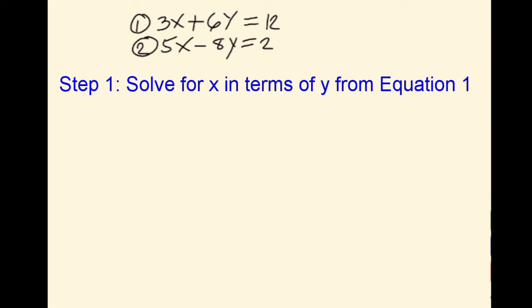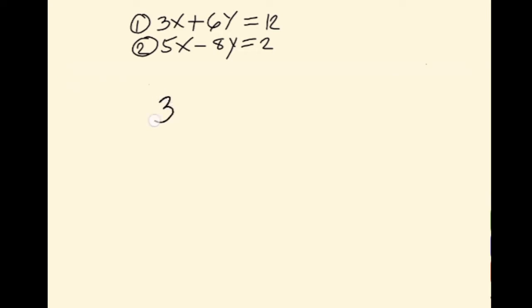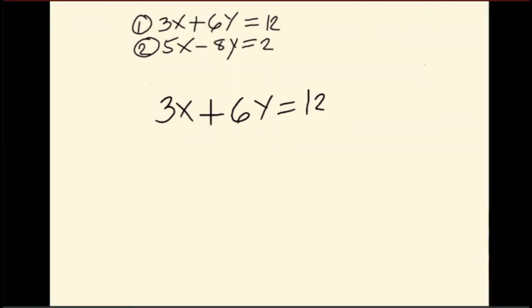Okay, so for step 1, let's take the first equation. We will be solving for x in terms of y. So let's copy the first equation: 3x plus 6y equals 12. We will be eliminating the y variable from the left side. This is 6y, so we will subtract it from the left side of the equation. Whatever we do on the left side of the equation, we have to do it also on the right side.